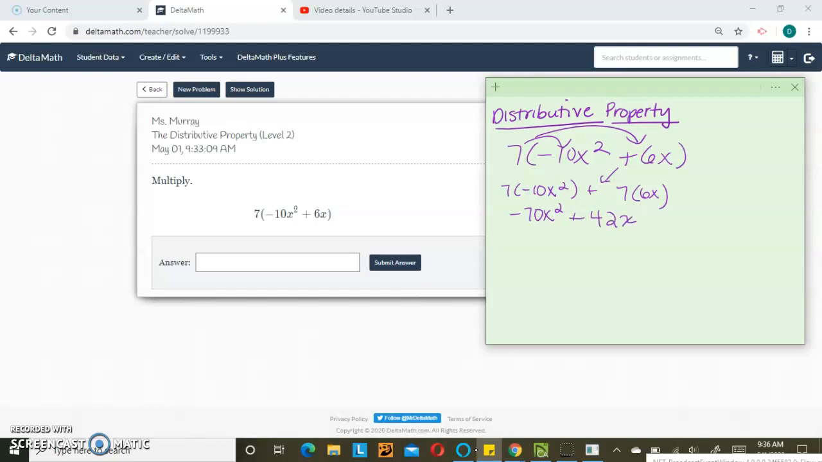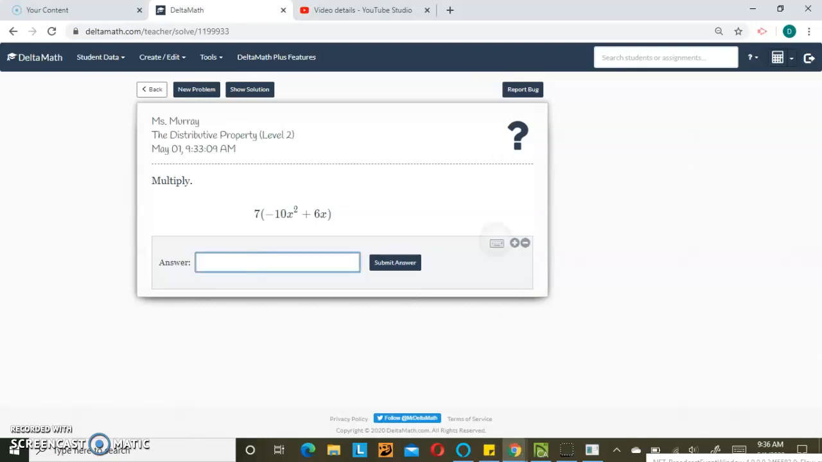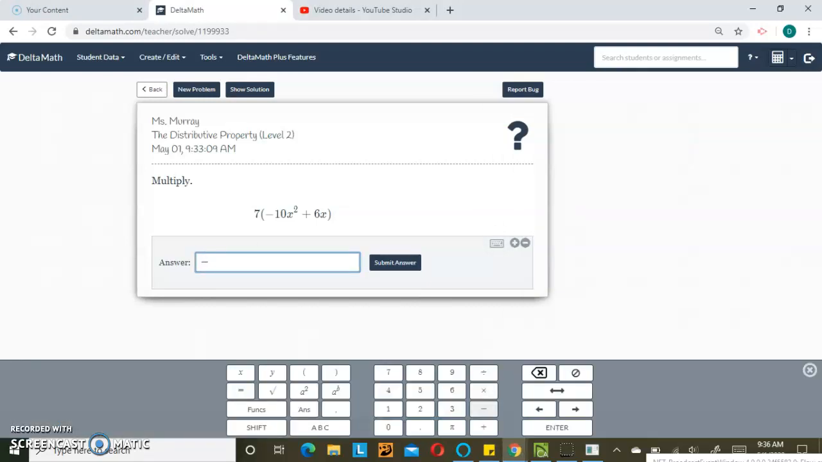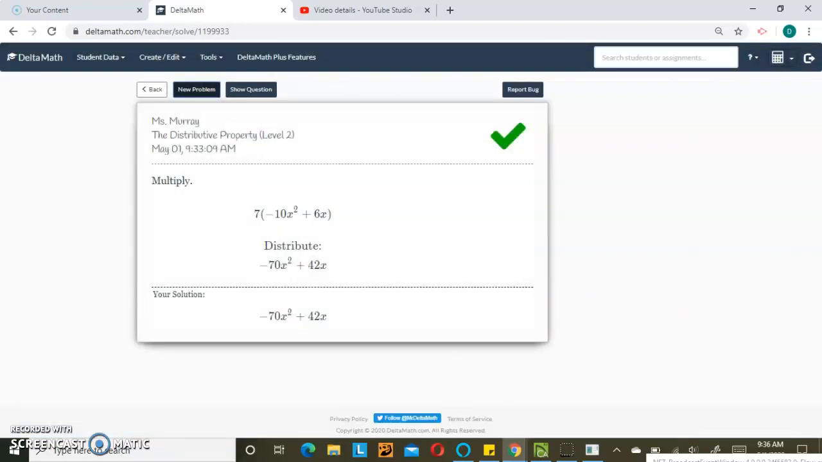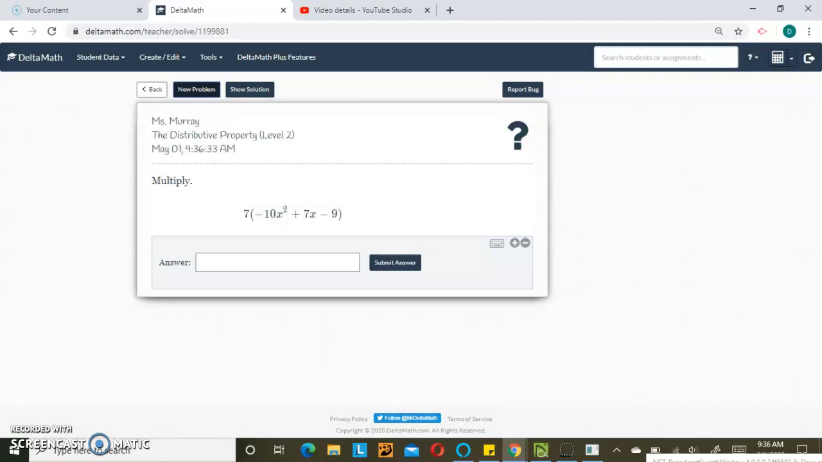Okay, so I'm going to put that in my answer spot. Negative 70x squared plus 42x. Submit my answer. All right, let's try another one.